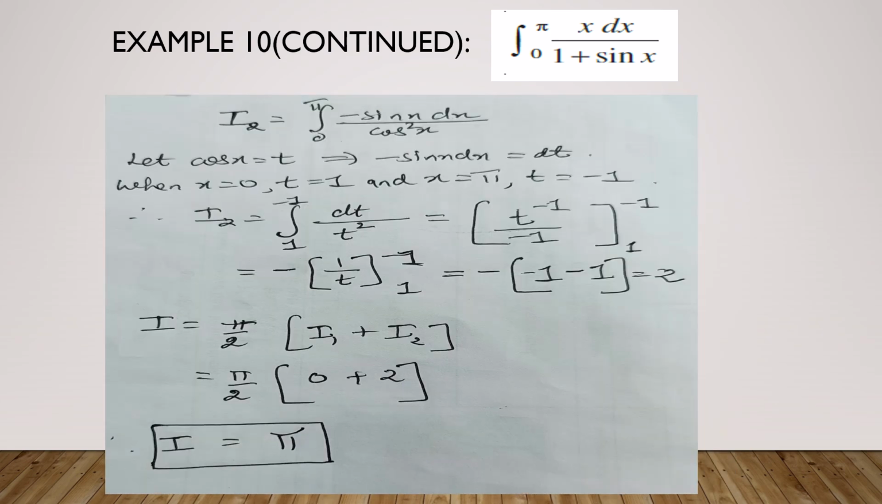Now I2, the second integral is integral 0 to pi minus sin x upon cos square. Now I think looking at this type of example, since the derivative of cos is minus sin, it should be clear that we will use a substitution method. We will substitute cos x as t. So minus sin x dx is dt. Always remember to change the limits. When x is 0, cos 0 is 1. When x is pi, cos pi is minus 1. So I2 is equal to 1 to minus 1 dt upon t square. The integral is 1 upon t. Put the limits, that will be equal to 2. So our final answer will be integral I is equal to pi by 2 into 0 plus 2. That is I is equal to pi.